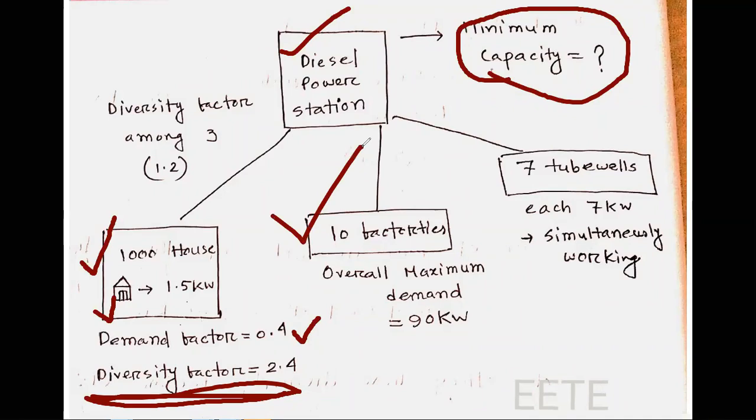There are 10 factories, and it's very easy: the overall maximum demand is 90 kilowatt. So there are no hard calculations. The total value given is 90 kilowatt, the overall maximum demand there.